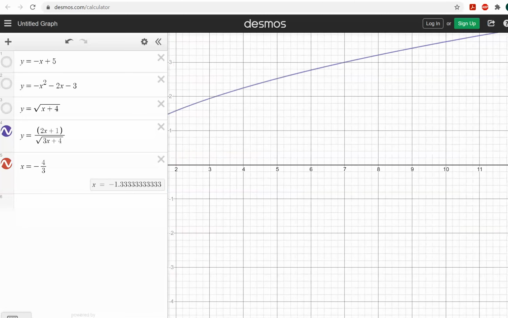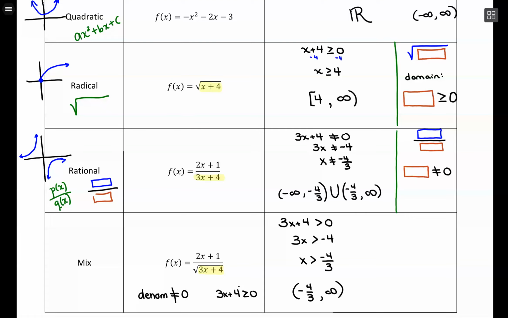Okay, so that's how we can find those algebraically. Again, we're going to have a week with quadratic functions, a week with radicals, a week with rationals. So we'll revisit those ideas then, but just a little glimpse at what's coming up.